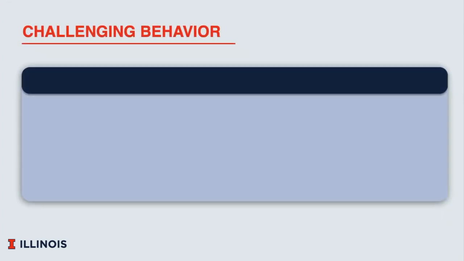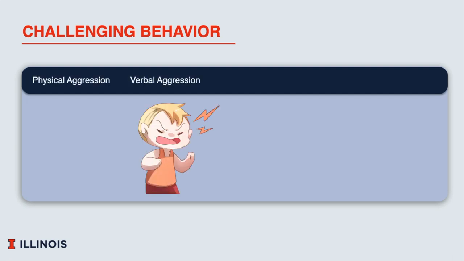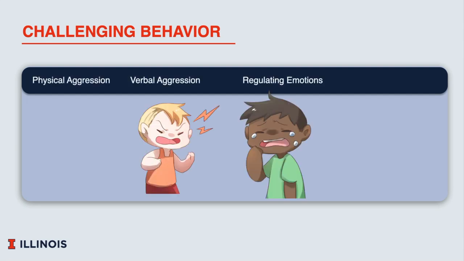All of these could lead to social isolation and stress of the children and their families. Let's take a closer look at some examples of challenging behavior. Here are some examples of challenging behavior. These behaviors are categorized by their characteristics. This is by no means a complete list. Yet, we will attempt to categorize a child's challenging behavior into 4 areas: physical aggression, verbal aggression, regulating emotions, and non-compliance.